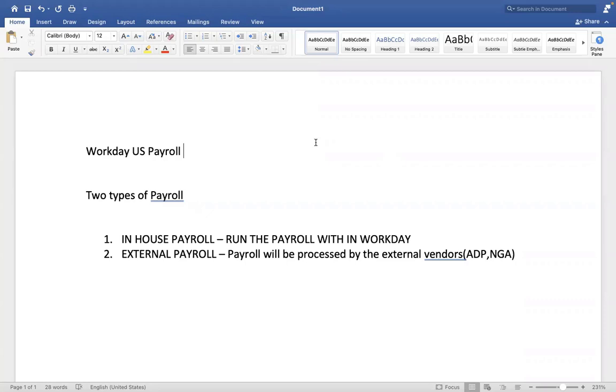If suppose the vendor wants to run the payroll in Workday, are we able to do that? No way. Vendor cannot run the payroll in Workday. That's why we have an agreement with the vendors. They are supposed to serve as payroll processors for us, if you're going with external.